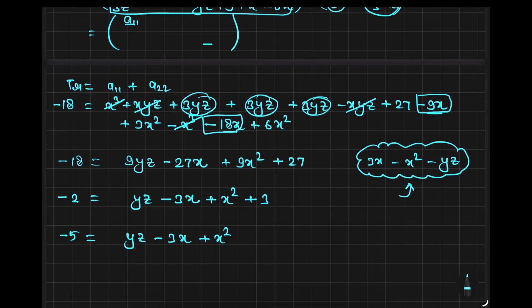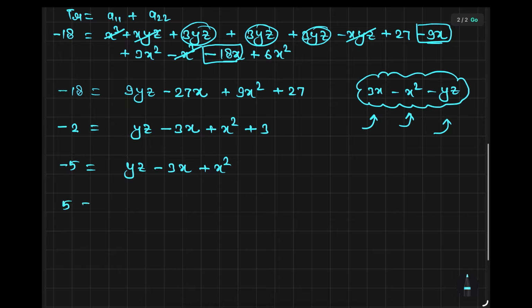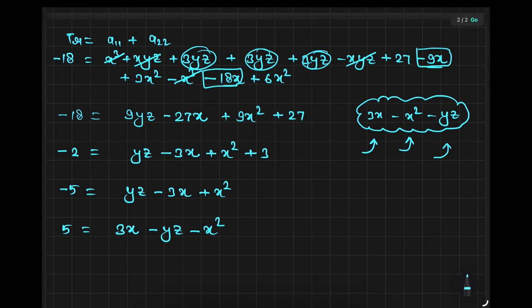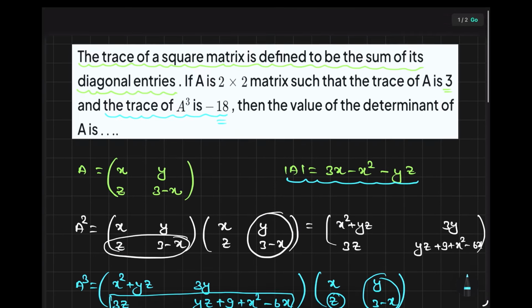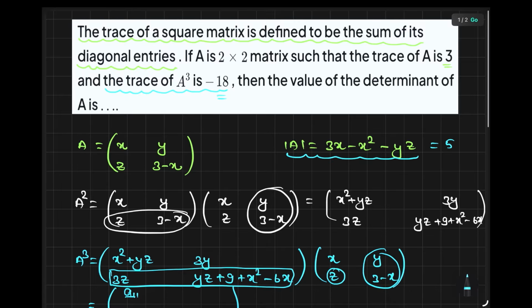Now look at this. We want minus x square; here is plus x square. We want plus 3x; we have minus 3x. We want minus yz; we have plus yz. So can I multiply both sides by minus? Minus will become plus, plus will become minus. So we will have 3x minus yz minus x square, and this is the determinant. You can compare. So the determinant is 5. Hence the required value is 5.